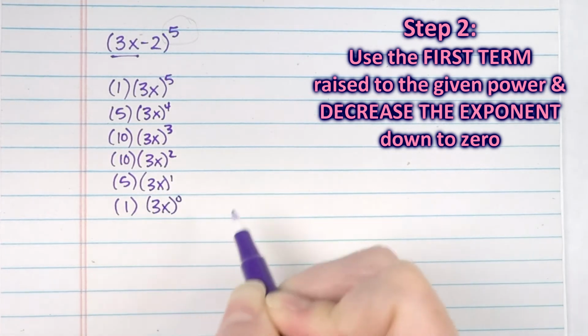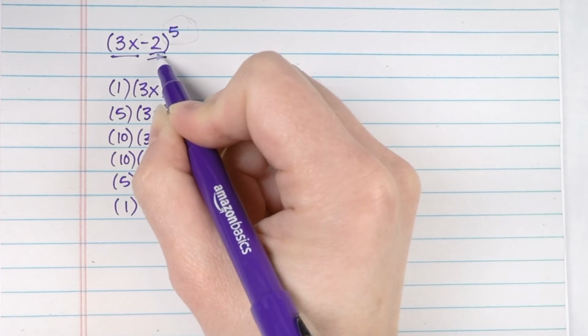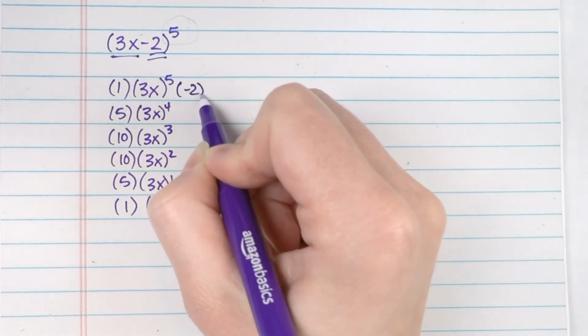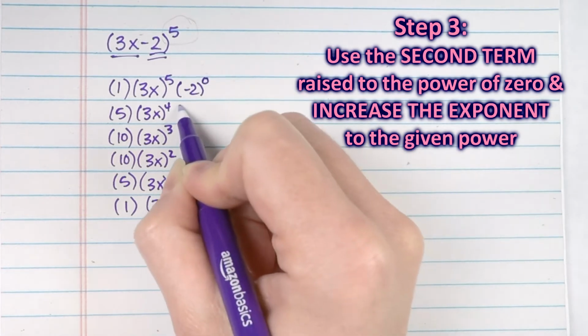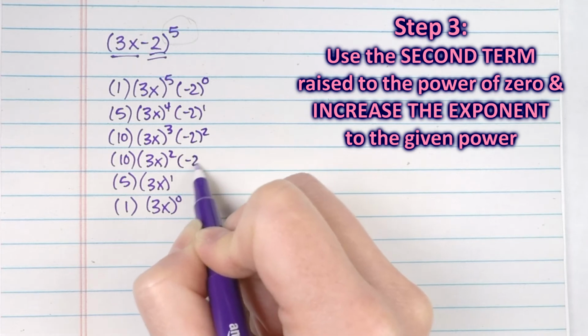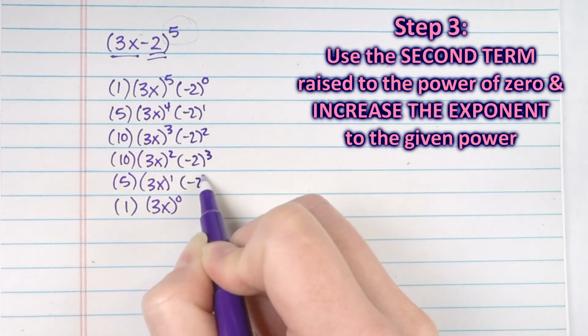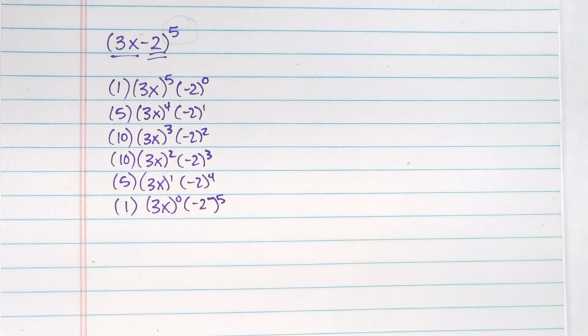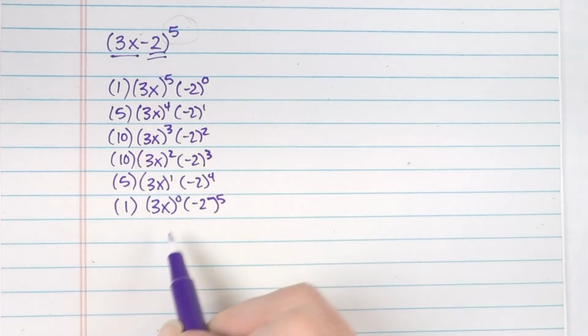And now I'm going to take the second term in the binomial, this negative 2. Make sure you don't forget that sign, that's negative. Negative 2, we're starting off at 0 this time. And then negative 2 to the first power, negative 2 squared, negative 2 cubed, negative 2 to the fourth power, and finally negative 2 to the fifth power. Alright, so here's the terms in our answer.